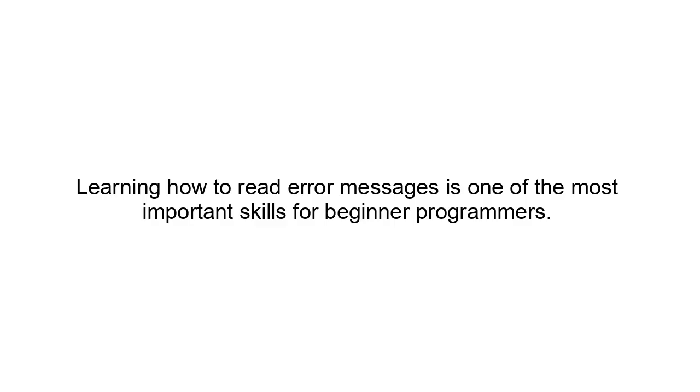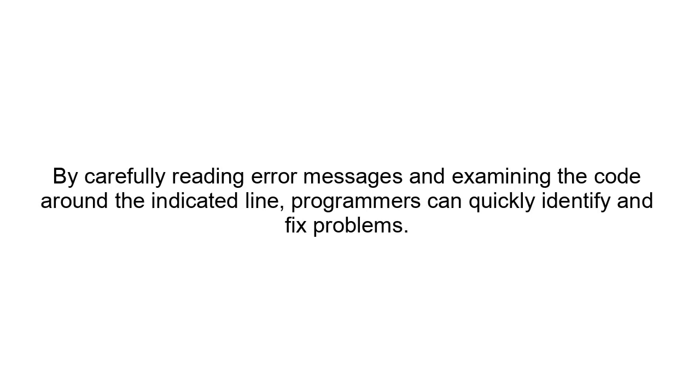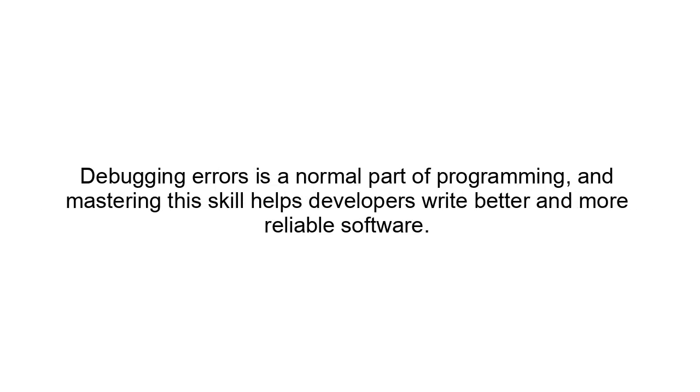Final summary. Learning how to read error messages is one of the most important skills for beginner programmers. Error messages provide valuable information about what went wrong, where the problem occurred, and why the error happened. By carefully reading error messages and examining the code around the indicated line, programmers can quickly identify and fix problems. Debugging errors is a normal part of programming, and mastering this skill helps developers write better and more reliable software.